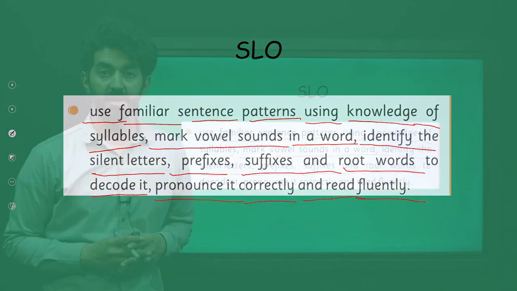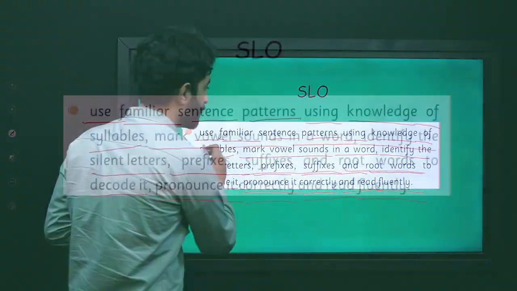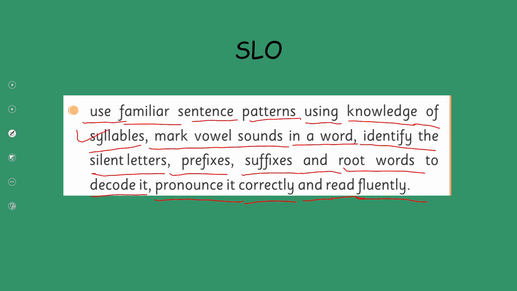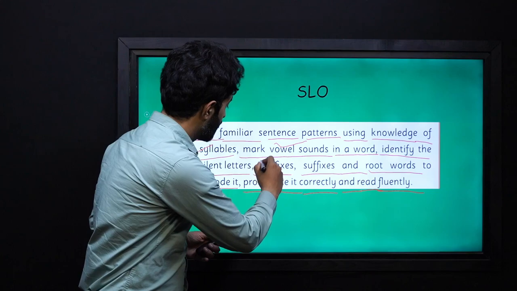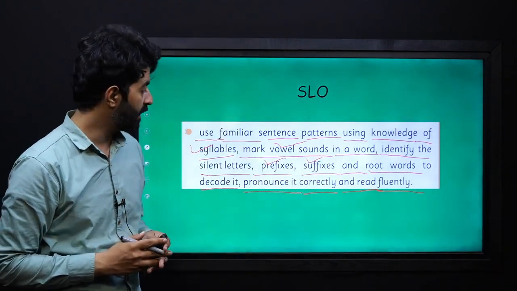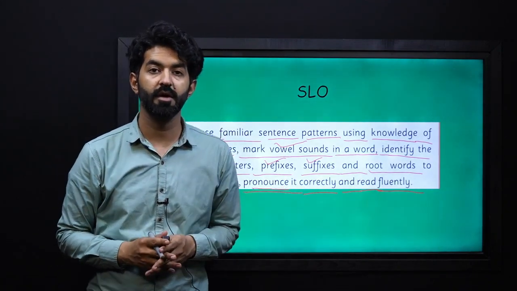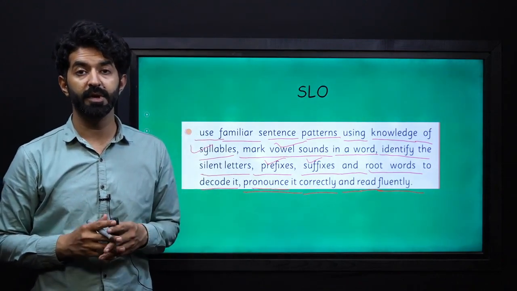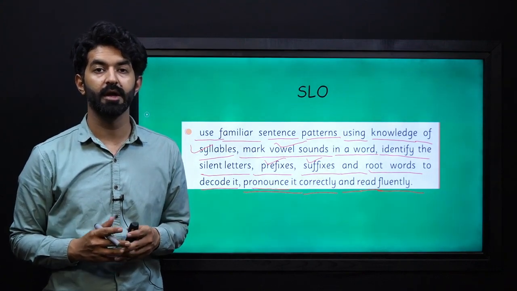Let's break down our students learning outcome. It says we will be using the knowledge of syllables, mark vowel sounds in any word, identify the silent letters while we are pronouncing or reading any word, prefixes, suffixes, and root words to decode it, and we will also pronounce it correctly and read fluently. This is our students learning outcome. We will be studying about vowel sounds and the different type of vowels that we encounter.